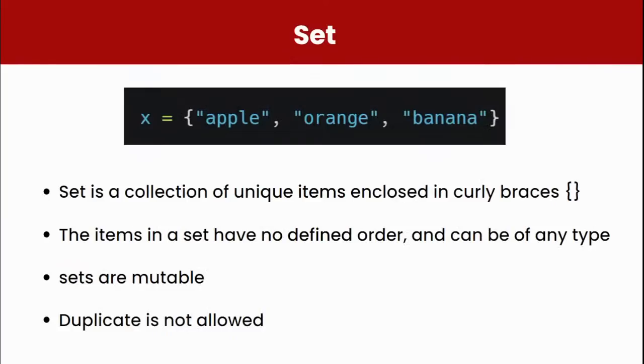So moving towards set. A set is a collection of unique items enclosed inside curly braces. You want to understand this line carefully. A set is a collection of unique items, which means that previously we had list and tuple where we had duplicates, the same thing, hello, multiple times, right? But in a set you can have only unique items. So to represent a set, it is enclosed inside curly braces.